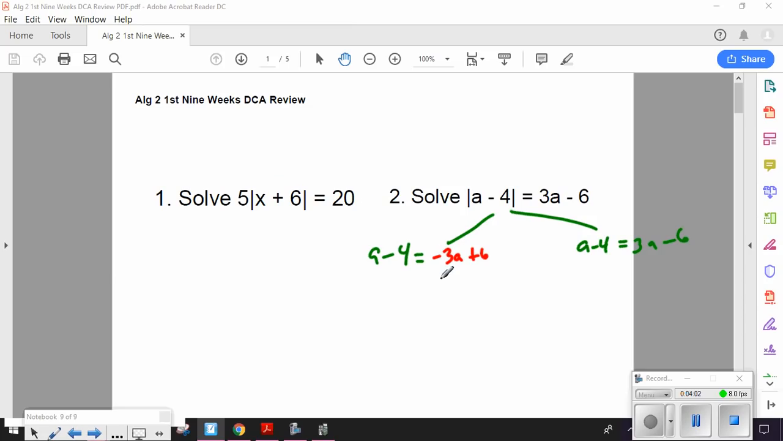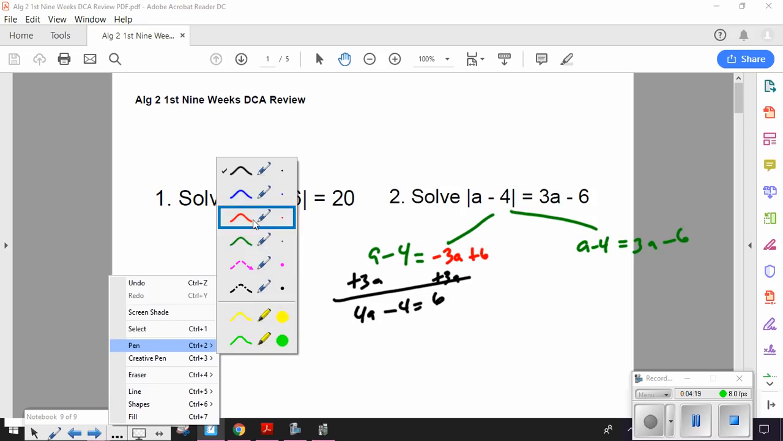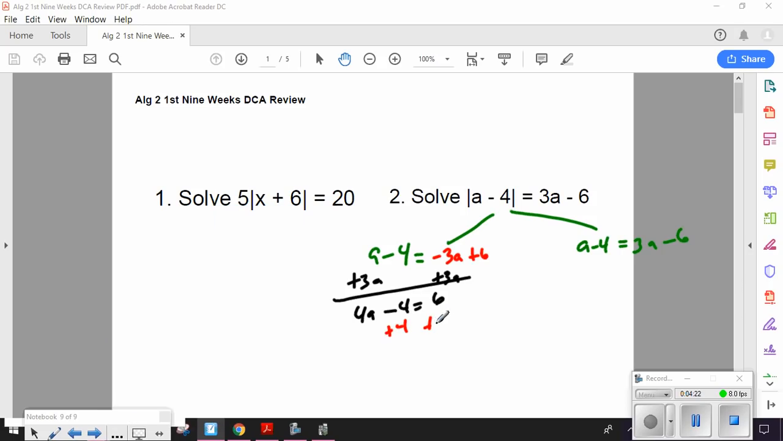Now solve for a in both. So I have negative 3a. I'm going to add to both sides on my first one to give me 4a minus 4 equals 6. Then I'm going to add 4 to each side to give me 4a equals 10. Divide both sides by 4, so a equals 10 over 4, which reduces to 5 over 2. Let's leave it a fraction.